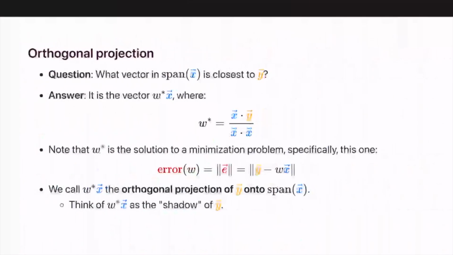Okay, so we're building towards this idea of working in multiple dimensions. But just to make this clear, we talked about the idea of minimizing the e vector. What we're doing is trying to find what vector that spans the x vector is closest to the y vector. And from the last few slides, we found that the answer is w star, which is the x vector dot product with the y vector over the x vector dot product with itself. And that gives us the e vector, which is this idea of a minimization problem that we're working with.